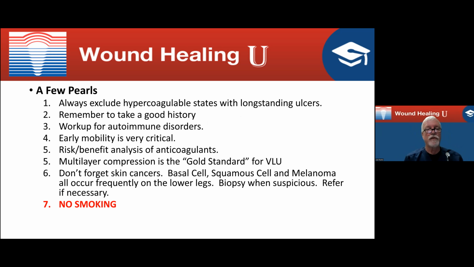So closing out with a few pearls. Always exclude hypercoagulable states with long-standing ulcers on the lower extremities. Remember to take a good history. Work up for autoimmune disorders if your venous leg ulcer is not resolving according to plan. Early mobility, very critical. Patients with venous leg ulcers are often told to go home and elevate their legs. That's a good idea, but in addition, they should exercise their calves and walk as much as possible. Remember the risk-benefit analysis of anticoagulants.